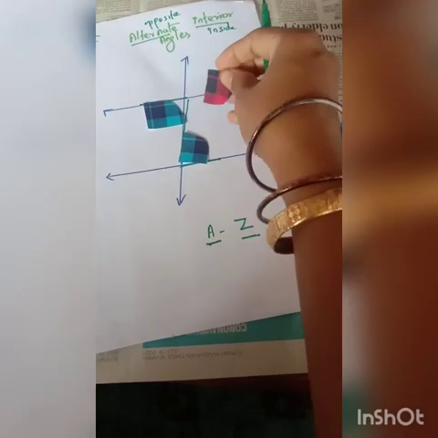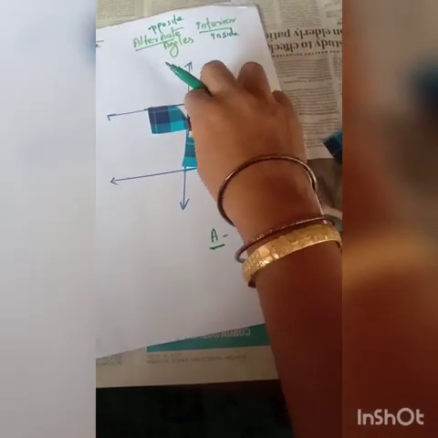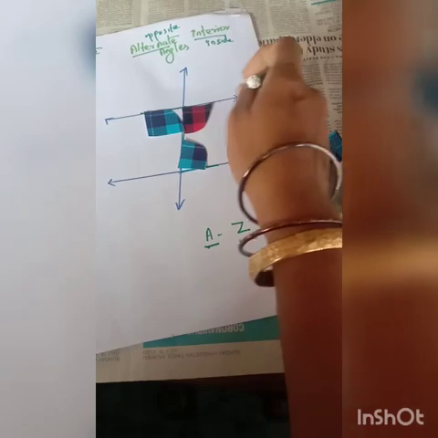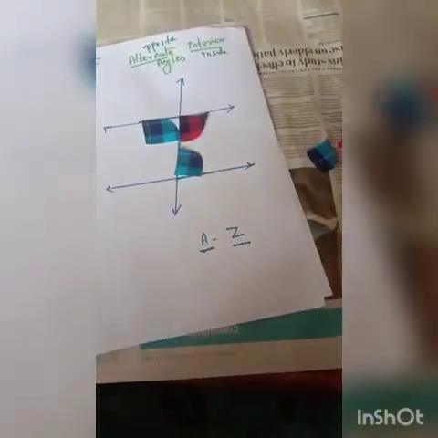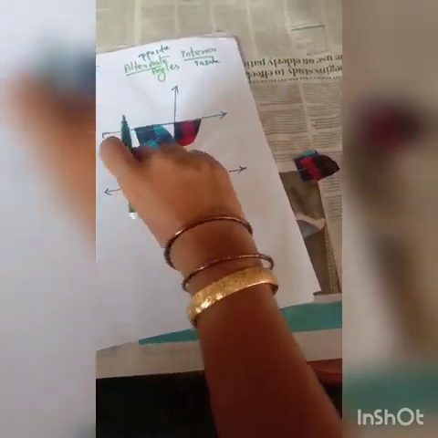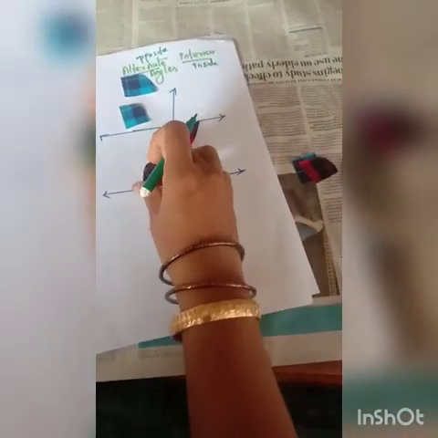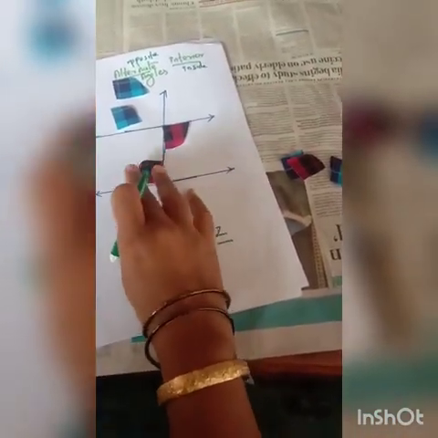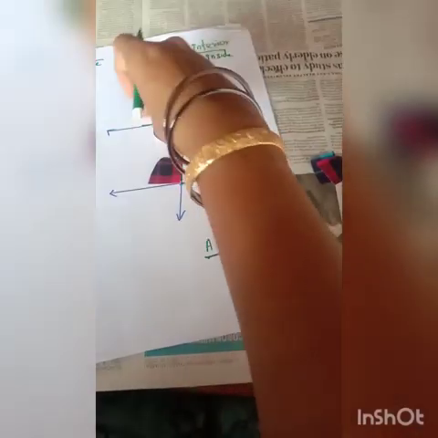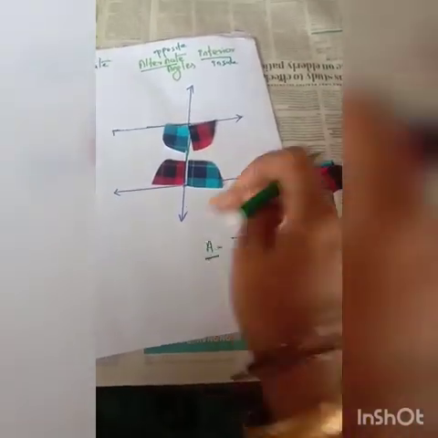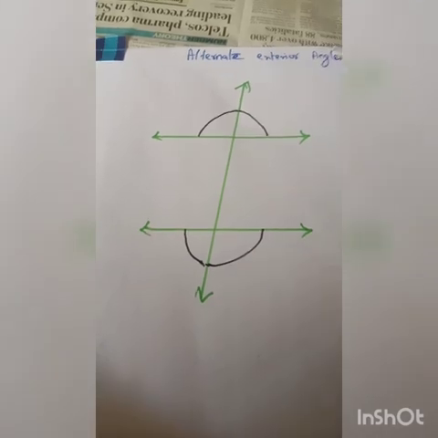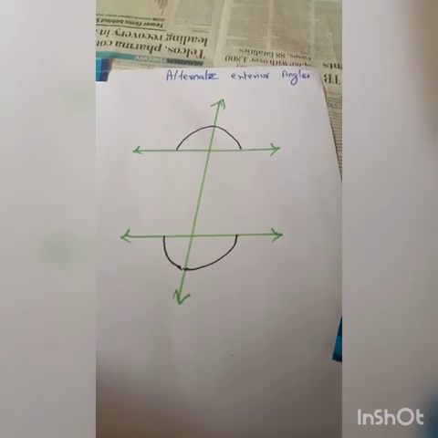And another alternate interior angle, you see. This angle, what is the Z form? From here you start, from here and here. So where will it come? This side. So this is a pair of alternate angles, and this is also a pair of alternate angles. You see, it will form in Z type. Now we are going to see about alternate exterior angles.